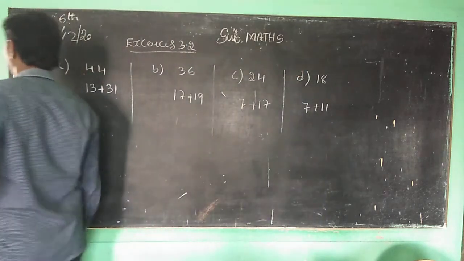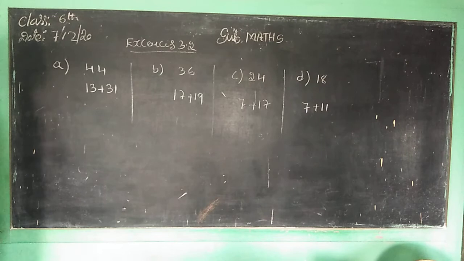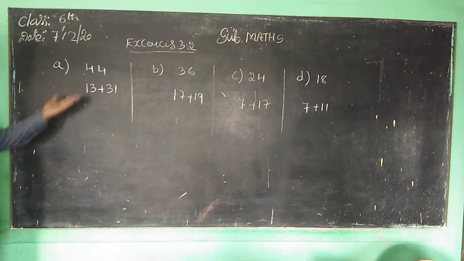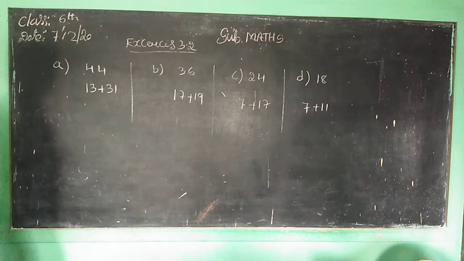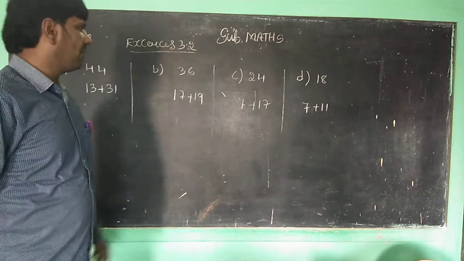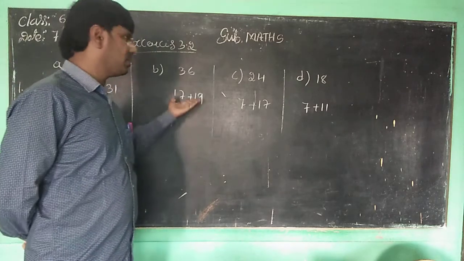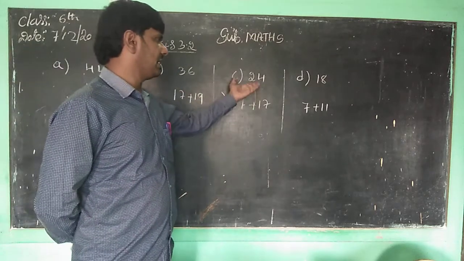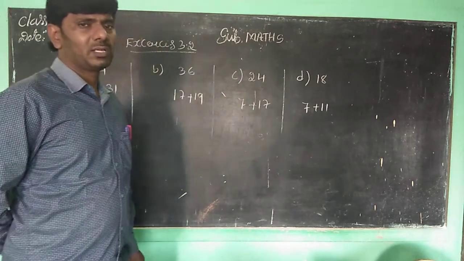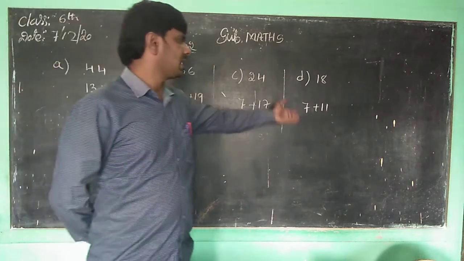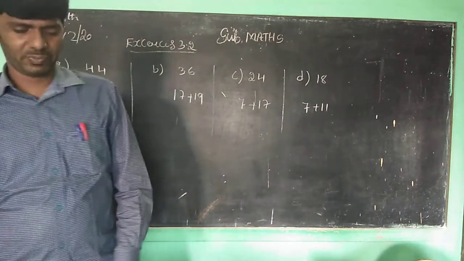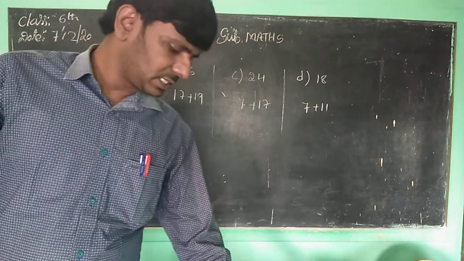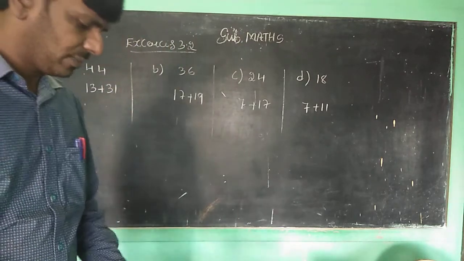So, children, 44 is there. You want to add the sum of two prime numbers. 13 is a prime number and 31 is a prime number. You want to add this, getting 44. So, 36: 17 plus 19, two prime numbers adding, the result is 36. Here also 7 plus 17, that is also 24. They are also prime numbers. And 7 plus 11, it is also prime numbers. Children, you can understand.